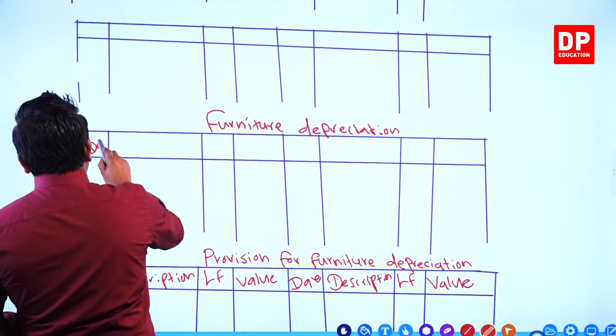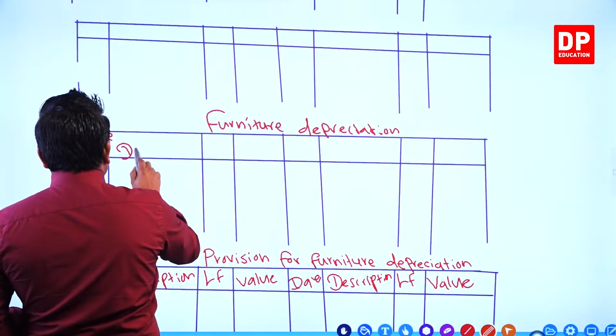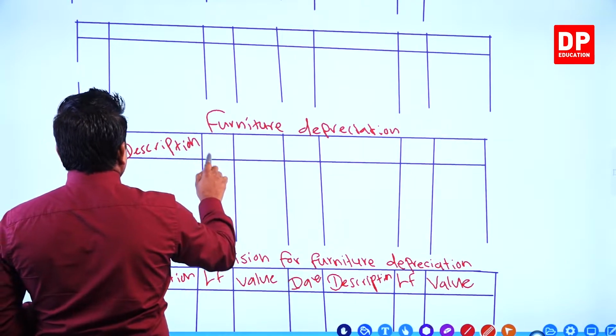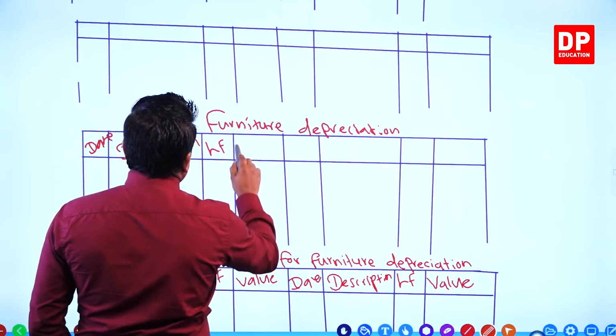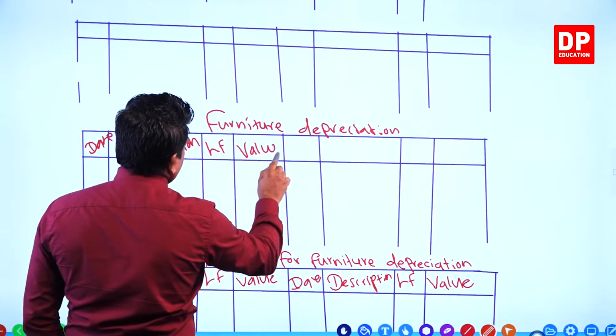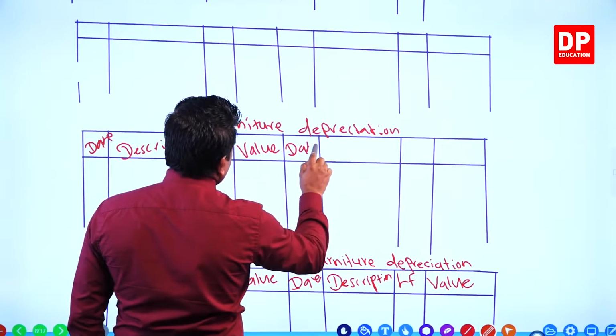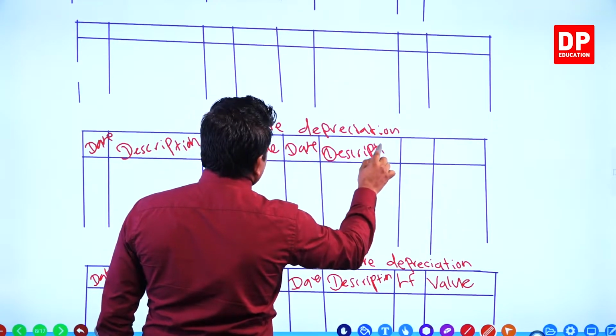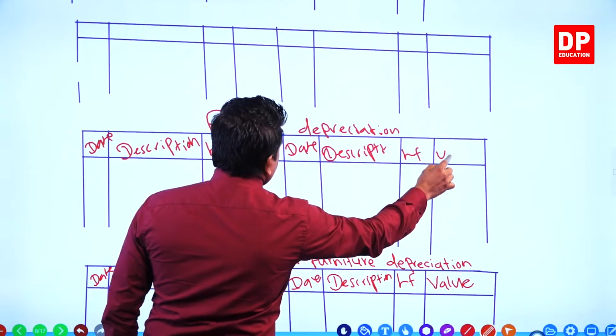Date, description, ledger folio, value. Date, description, ledger folio, value.